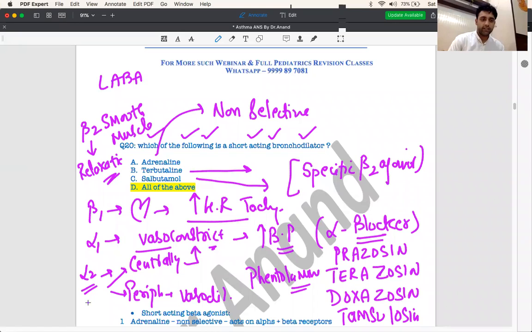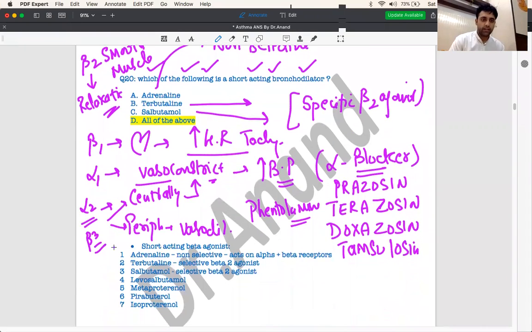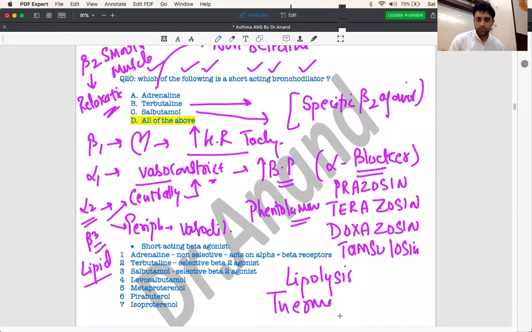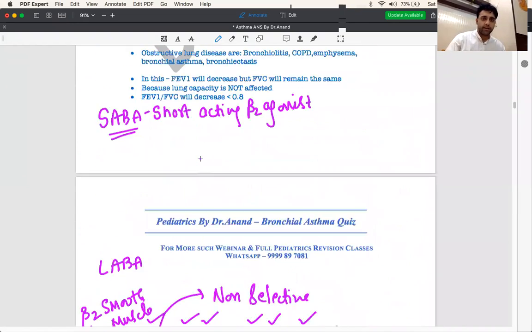Okay, and one more we left. Beta 3. Where does beta 3 act? Annapurna, what do you think? What do you think, Samir? Yeah. So beta 3 acts on the fat, basically lipid, and it causes lipolysis and thermogenesis. Very good. Okay, perfect.